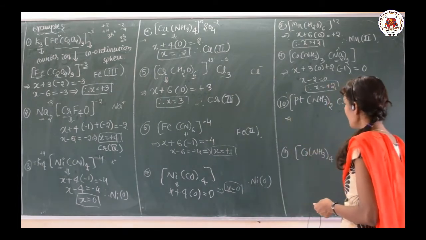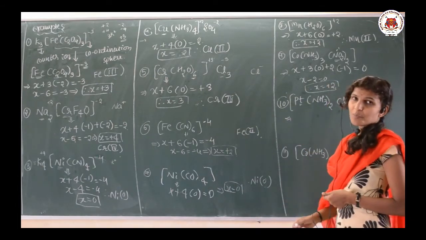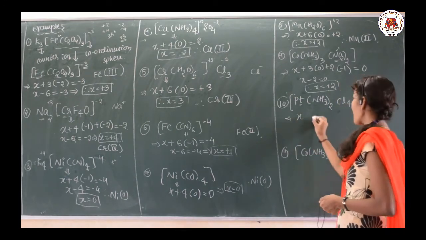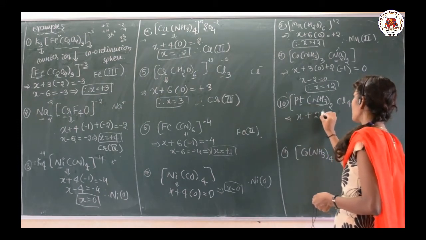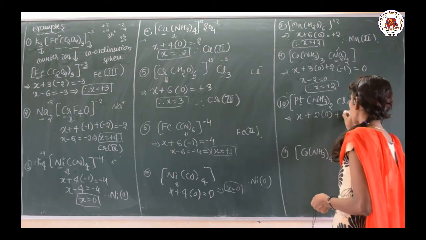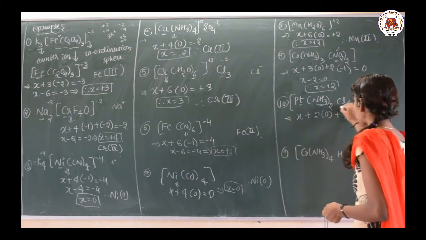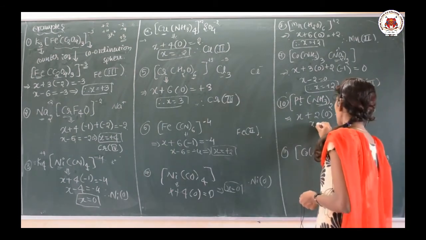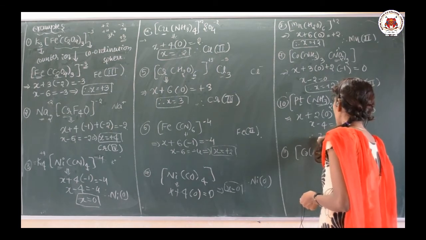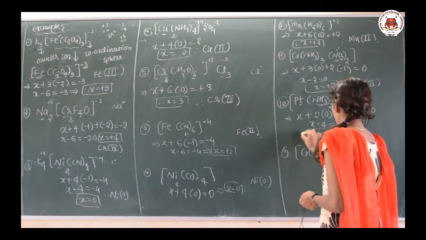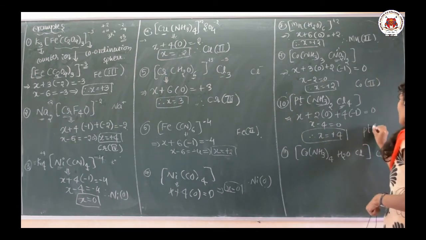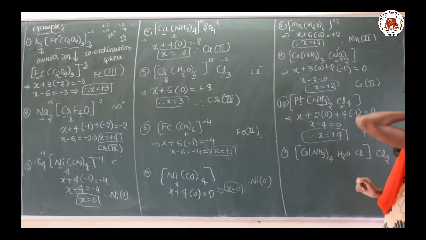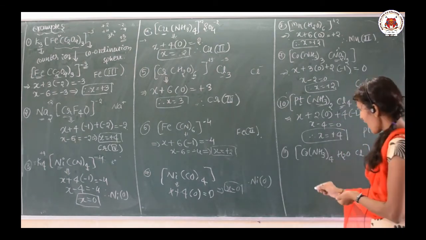Next, here Pt is the central metal atom, platinum. I will take it as X plus NH3's charge is 0, plus 4 into -1, Cl can give us -1, equate it to 0. Therefore X minus 4 is equal to 0, therefore X is equal to +4. So Pt has an oxidation state of +4. And last, one more example.